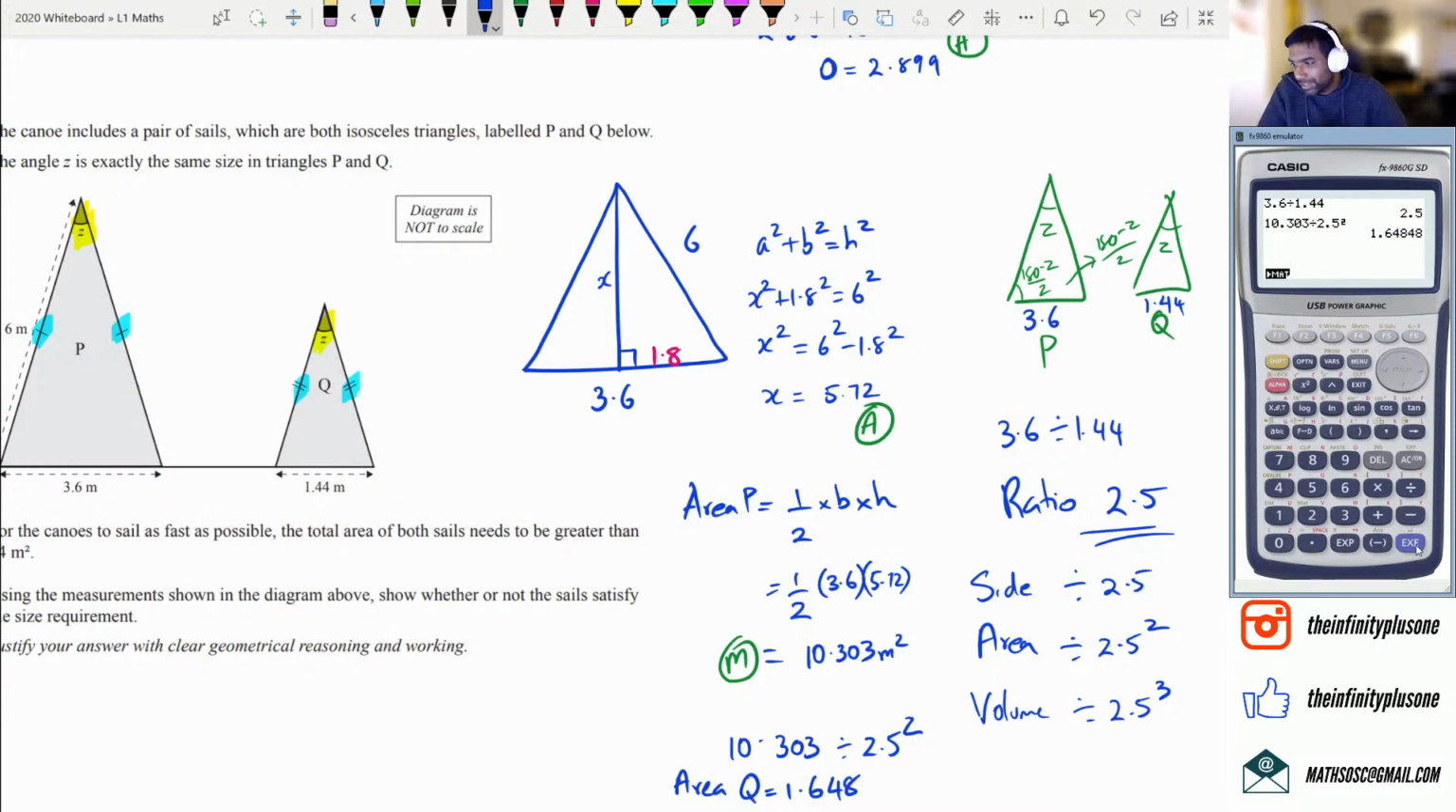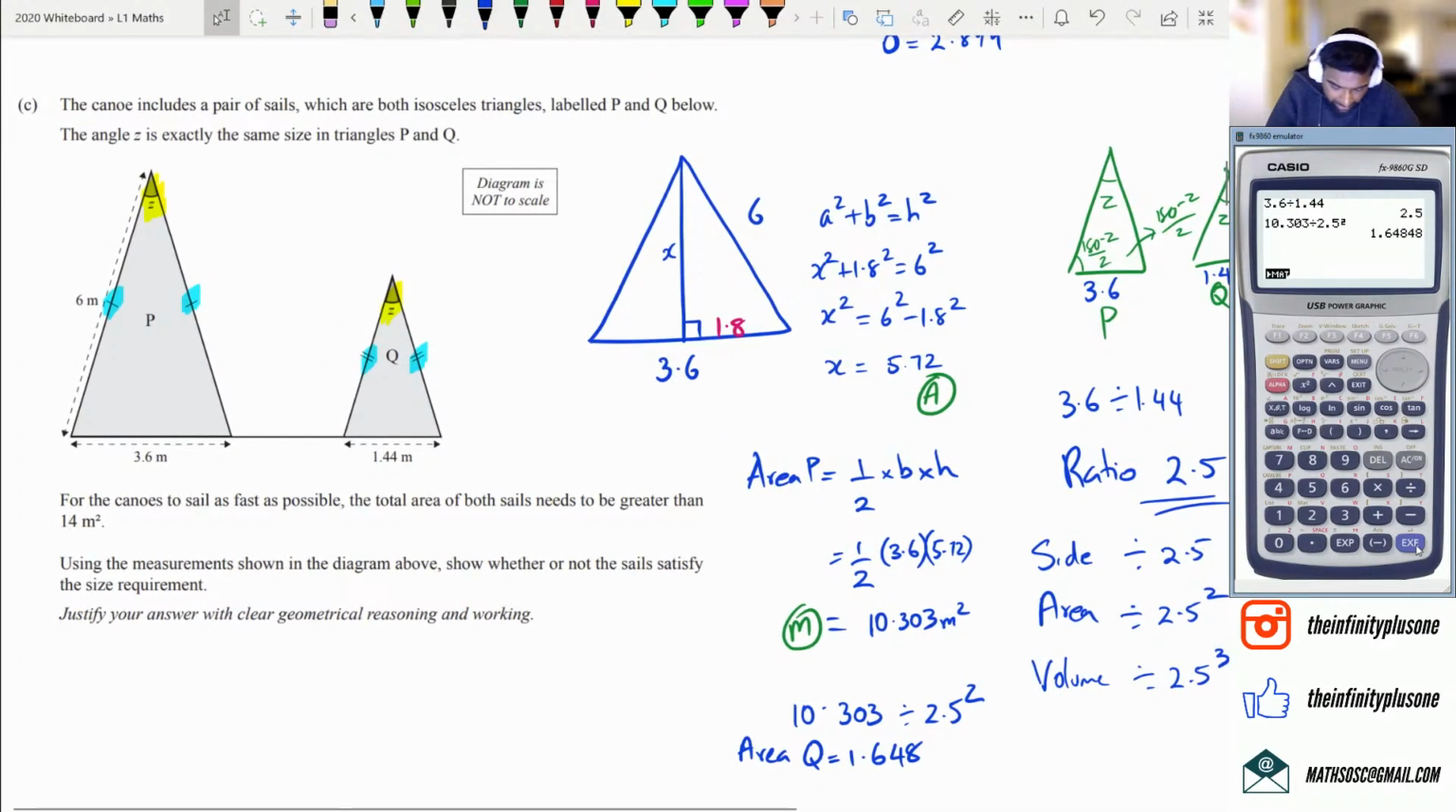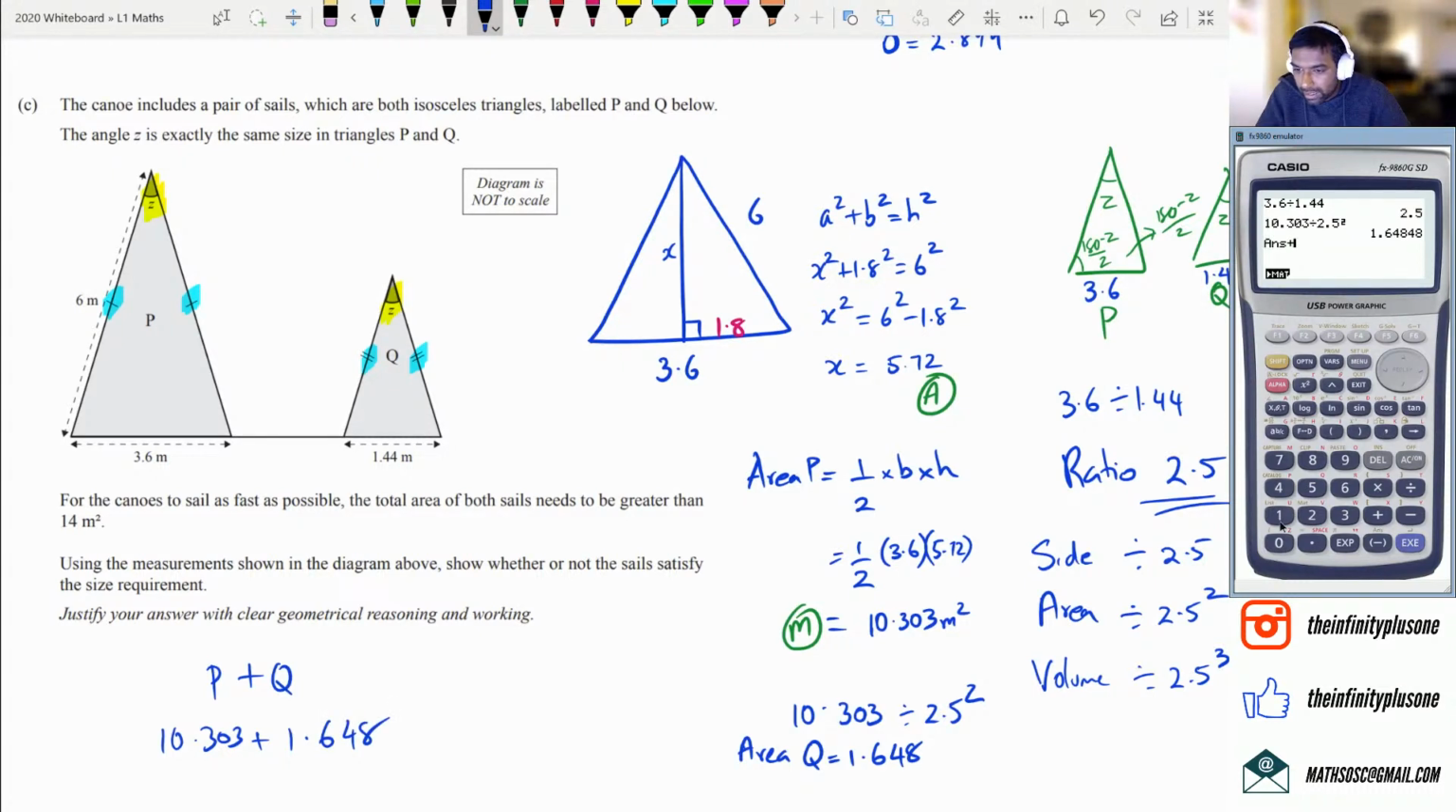Yeah, we'll go through it again, Emily. Don't worry about it. I'm just going to finish up this question, guys, because I've got area P and Q. P's area was 10.303 plus Q's area was 1.648. When we add them together, we're getting 11.95. So we can say, therefore, the sales do not satisfy.